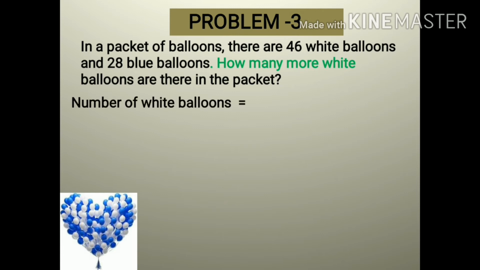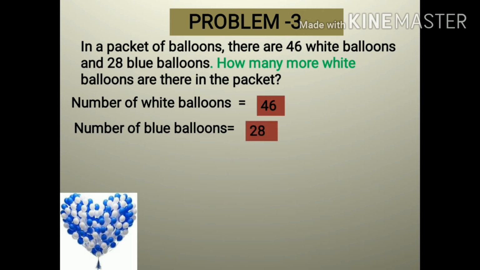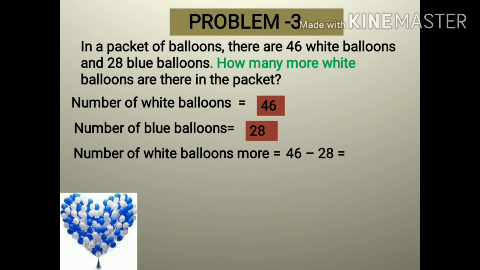So, first we have to write number of white balloons is equal to 46 and number of blue balloons is equal to 28. Now, how many more white balloons? That is equal to 46 minus 28. So, let us subtract the numbers. Write it in columns, 46 minus 28. Now, from 6, can you take away 8?